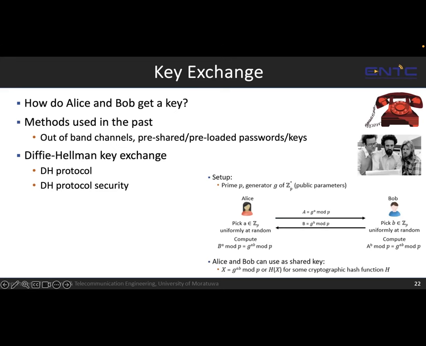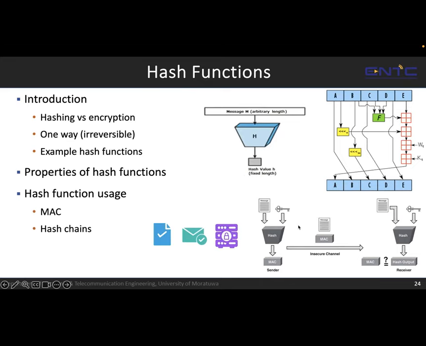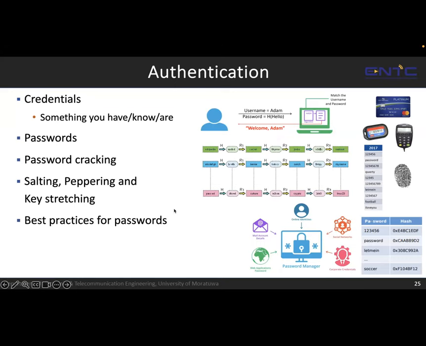Then about hash functions, this is another vital ingredient in cryptography. We will talk about the difference between hashing and encryption, the one-way nature of hash functions, and some examples and use cases as well. And then once you have those things, we will apply them in applications. One of our main applications will be an authentication system where you have to log into your system using usernames and passwords. So we'll talk about the broader topic of credentials, what passwords are, cracking passwords, some mitigation techniques, and some best practices. So these are the basic concepts that we want to deliver.